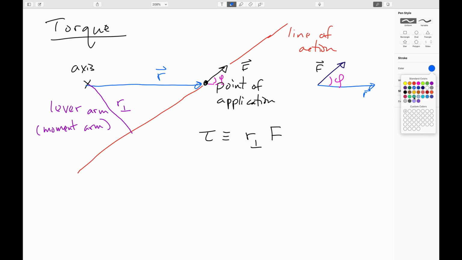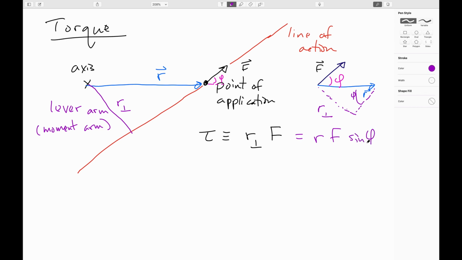I can project out here, I can go like this, and this angle here would also be phi. And this piece here is our perpendicular. So this is the opposite of phi. So we could also write this as RF sine phi.